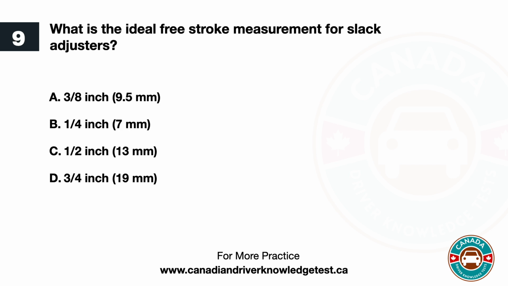Question 9. What is the ideal free stroke measurement for slack adjusters? A. 3/8 inch, 9.5 millimeters. B. A quarter inch, 7 millimeters. C. Half an inch, 13 millimeters. D. 3/4 inch, 19 millimeters. The answer is C. Half an inch, 13 millimeters.